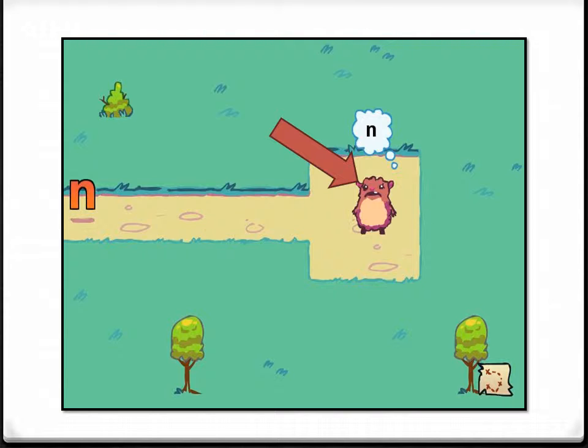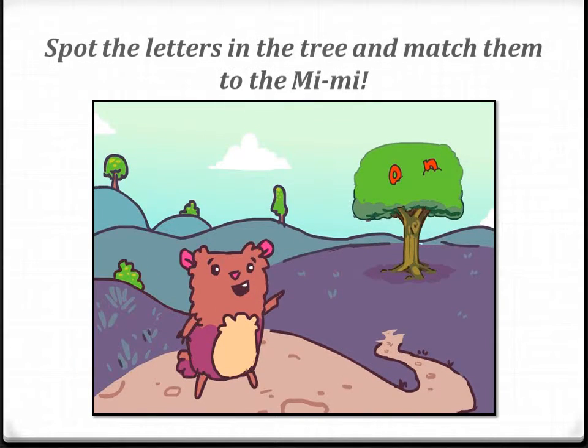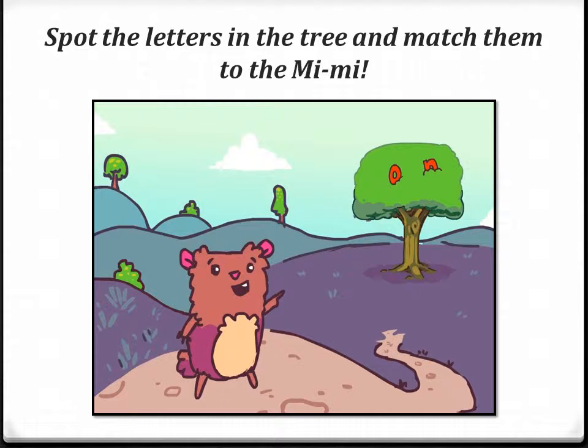At first it's easy. There's just one letter. Then there are more letters, and the child has to look carefully to pick the right letter. When children want to play a different game, they touch the map icon at the bottom of the screen. If children touch the tree on this map, they'll go to this screen. And here, spot the letters in the tree and match them to the Mimi.